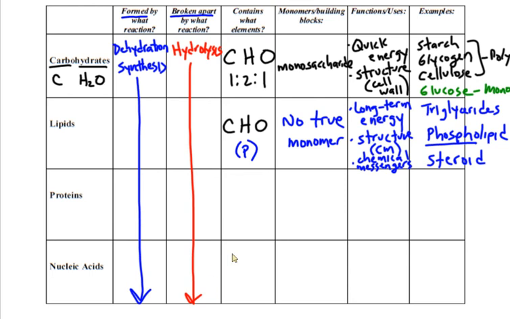Moving along, we also have proteins. Proteins have carbon, hydrogen, oxygen, just as the other two do, but they also have nitrogen and sulfur. The monomer of a protein is going to be an amino acid, in which case we have 20 of them. Functions of your protein. Structure. Once again, think of your muscles.